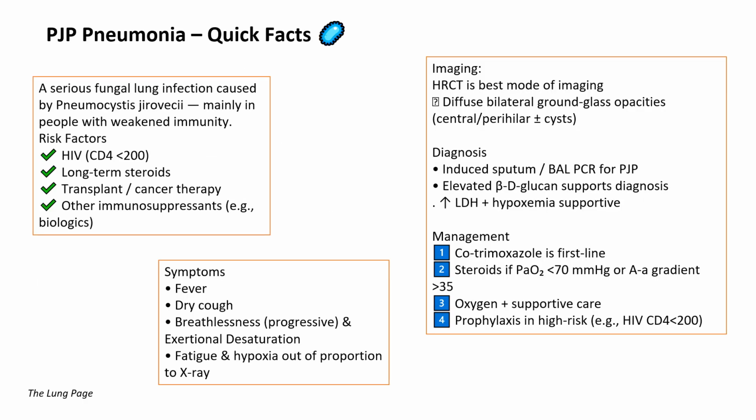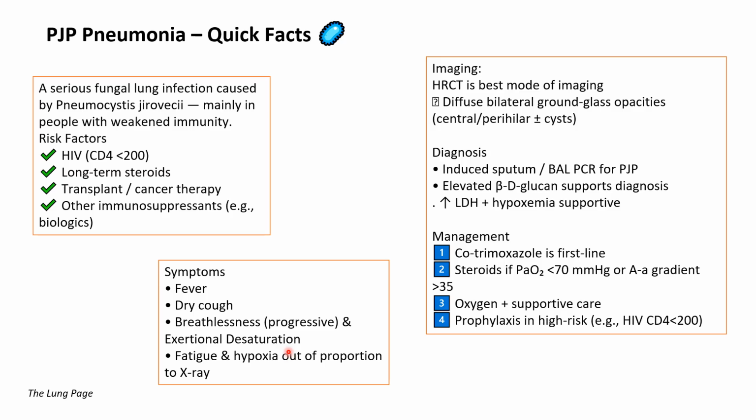So, a very quick fact about PJP pneumonia. PJP pneumonia is a fungal infection. Remember, this is a fungal infection. Risk factors are mainly HIV patients with CD4 count less than 200, patients on long-term steroids, transplant patients, cancer therapy or immunosuppression. These patients are very prone to get PJP pneumonia. Symptoms are mainly fever, dry cough, breathlessness, exertional desaturation, fatigue and hypoxia. These are the main clinical symptoms.